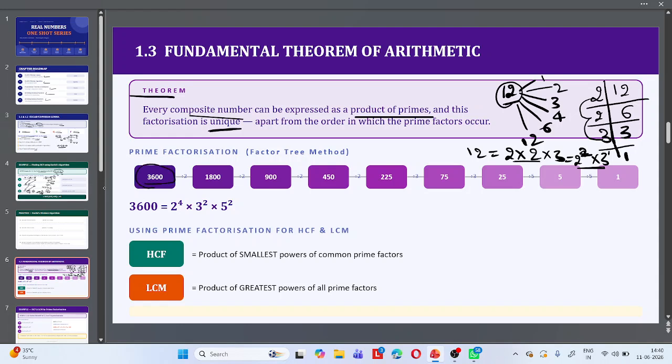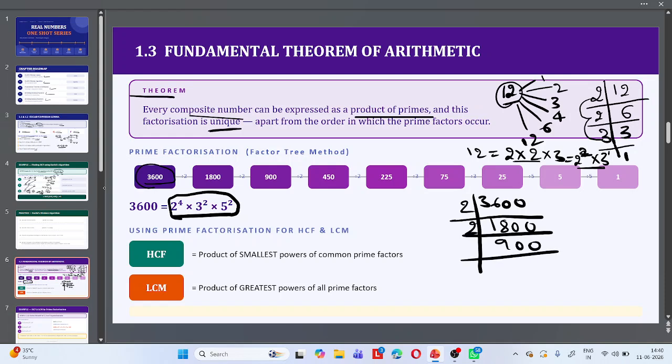3600 can be written as a product of primes like this. So let me see how we get these. When we divide 3600 by 2, we get 1800. Again when we divide this 1800 by 2, we get 900. When we divide this 900 by 2, we are left with 450. Here we use 2, 2 2s are 4, 2 5s are 10. Here we can't proceed with 2 because there is a 5 at the unit place.